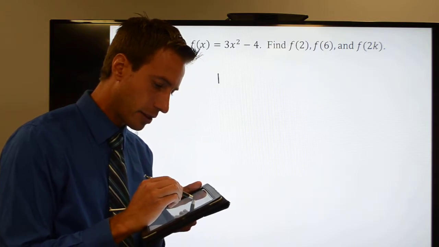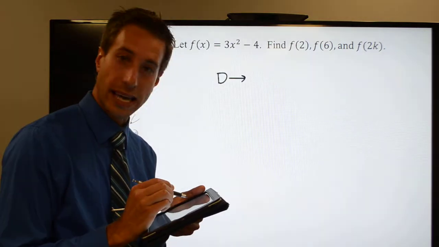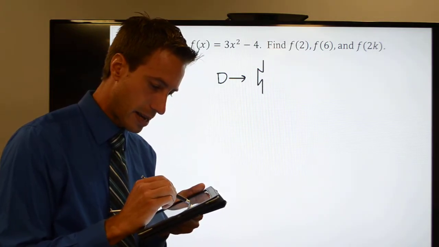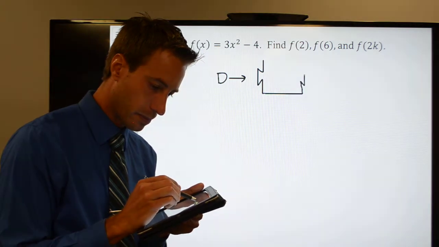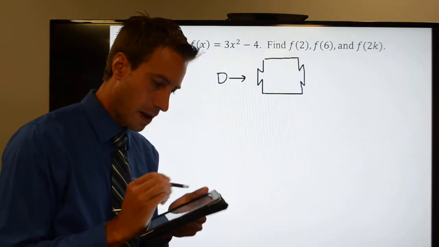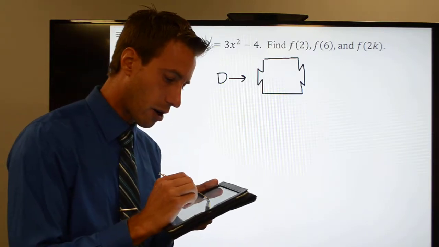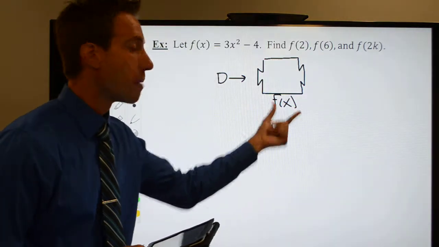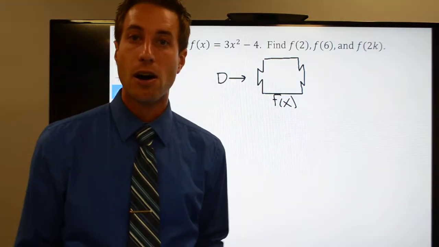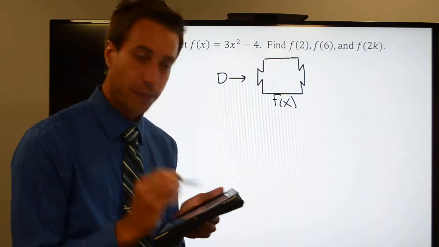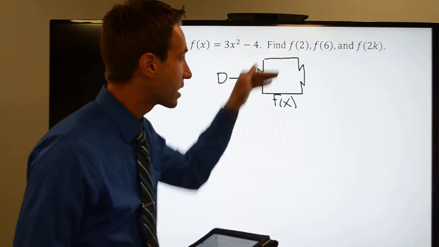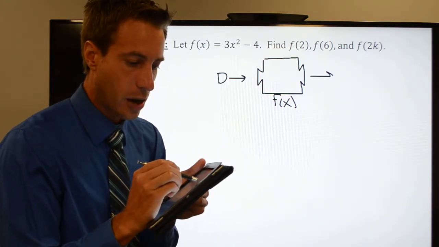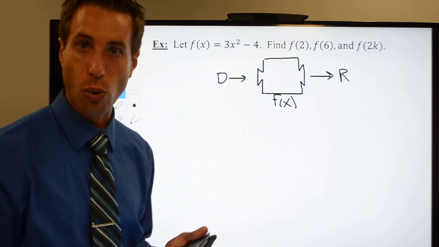The domain value is what you're going to plug in. Now I have this machine that I'm plugging my domain value into. This machine is what we call our function. So my function is f of x. So my machine is going to be the f of x function. Once I put my x value into the machine, it's going to chug along doing whatever it does, and it's going to spit out a range value or a y value.